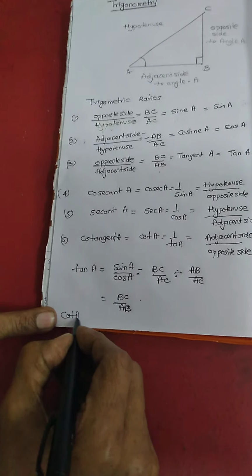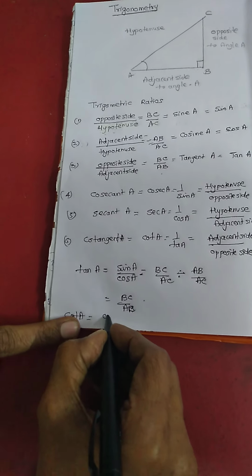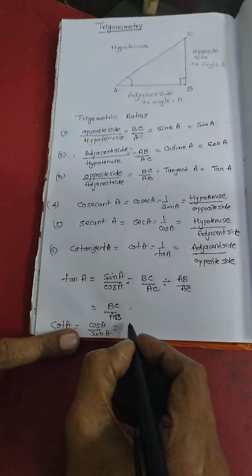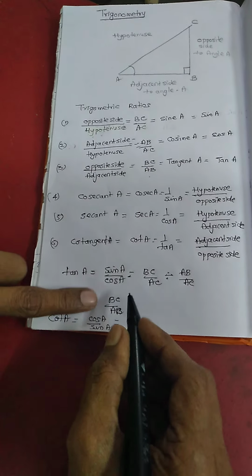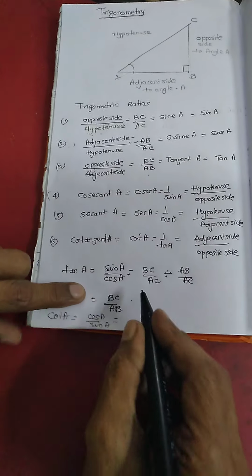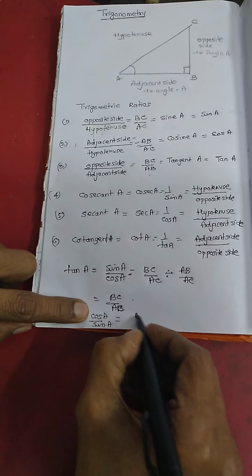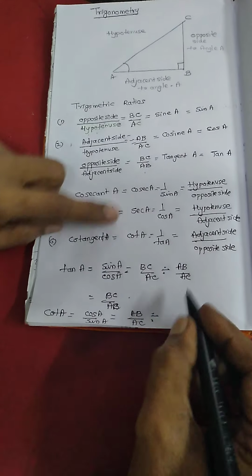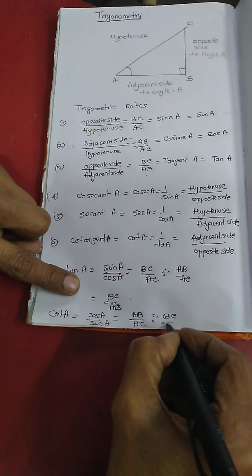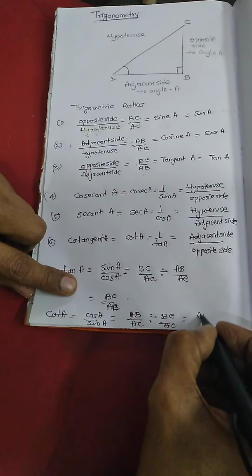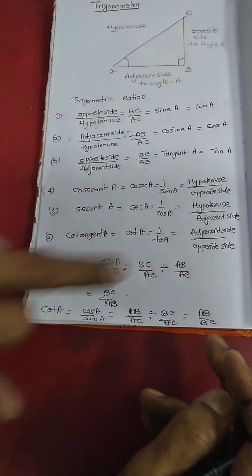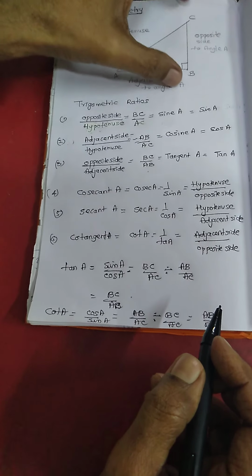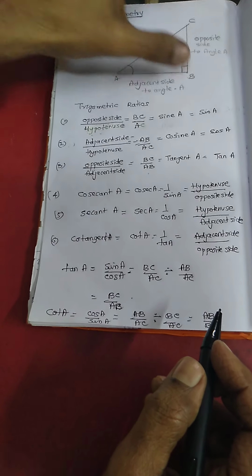Similarly, cot A can be proved as cos A by sin A. What is cos A? AB by AC, divided by sin A, which is BC by AC. So it is nothing but AB by BC. So AB by BC is nothing but the adjacent side to the opposite side.